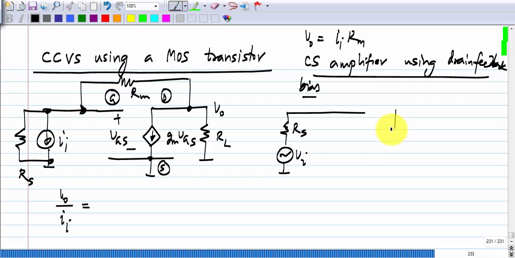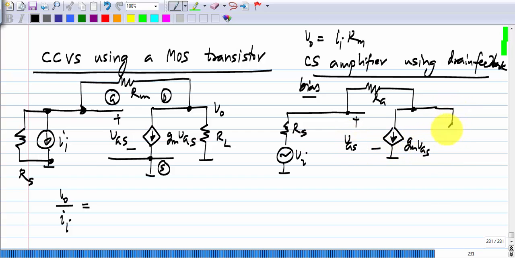The MOS transistor was here, the input was a voltage source Vi in series with a resistance Rs, and the feedback resistance was called Rg. This is VGS and GM VGS, and this is RL. Now you can see that what I have here looks exactly the same as this. What is Rg here is denoted by Rm over there, and instead of a voltage source in series with a resistance Rs, I have a current source II in parallel with a resistance Rs. So all the results that I obtained here can be used here.